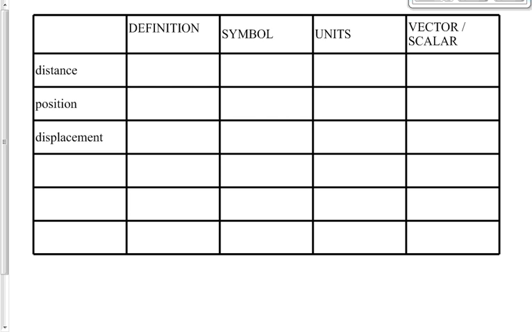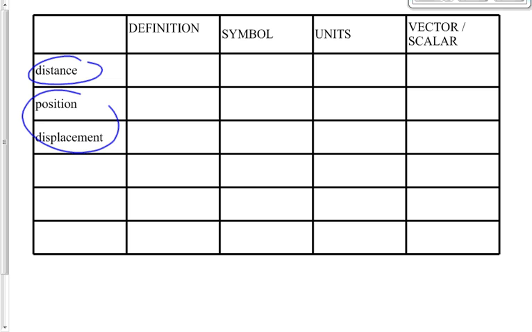Two of the quantities you see up on the board right now are vectors, and one of them is a scalar. Tell me quickly, real quickly, which ones are the vectors? Good. Position and displacement are vectors, and of course, distance is our scalar.